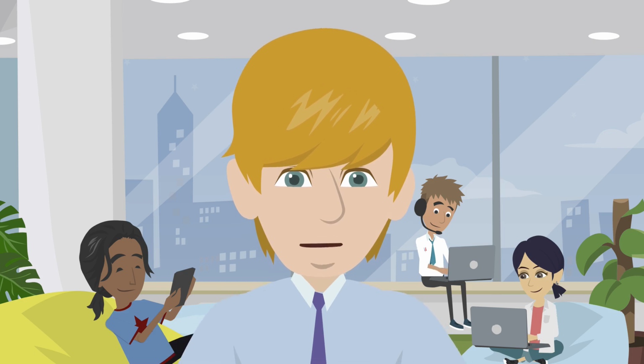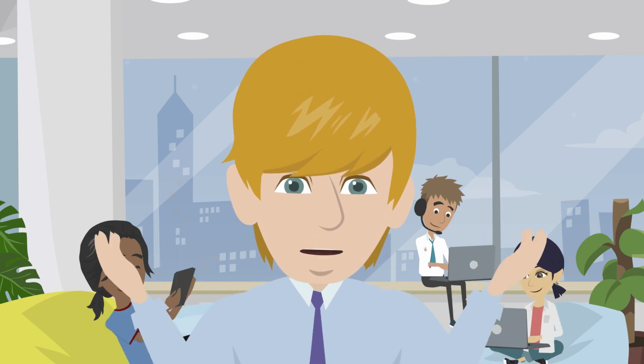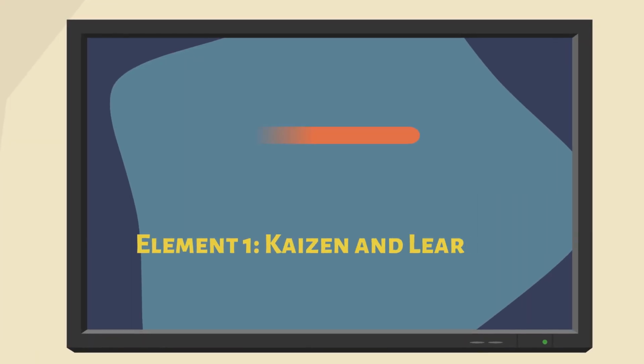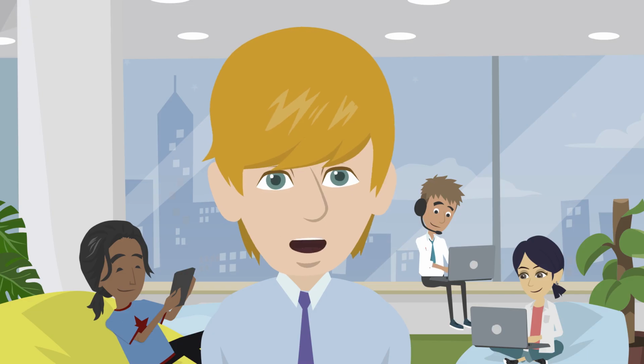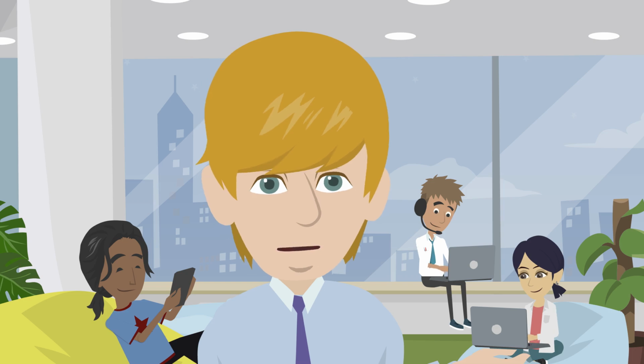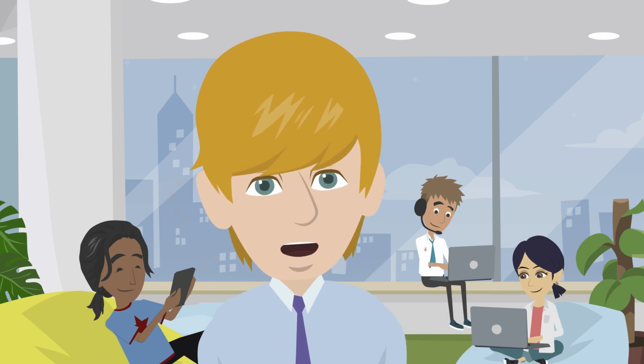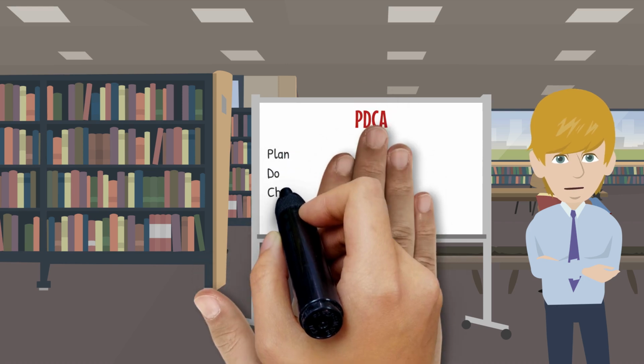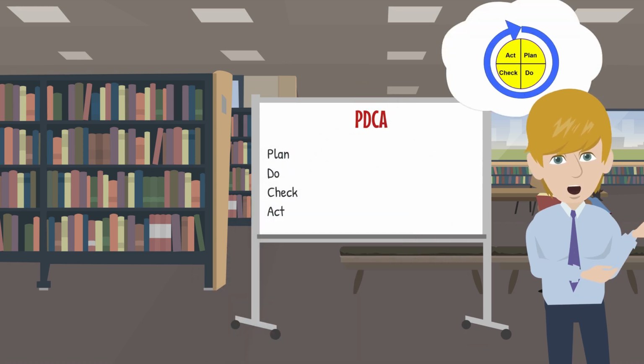Now, let's talk about 7 key elements of supplier partnering. Number 1, Kaizen and learning. This involves ensuring a way to capture and capitalize upon shared lessons using the PDCA cycle. Learn from experimentation and then use what you've learned to make processes better.